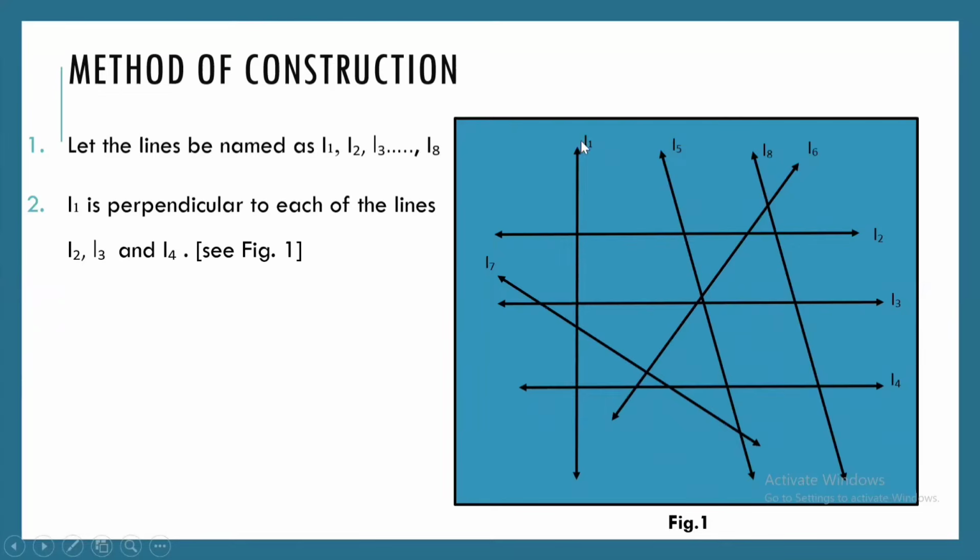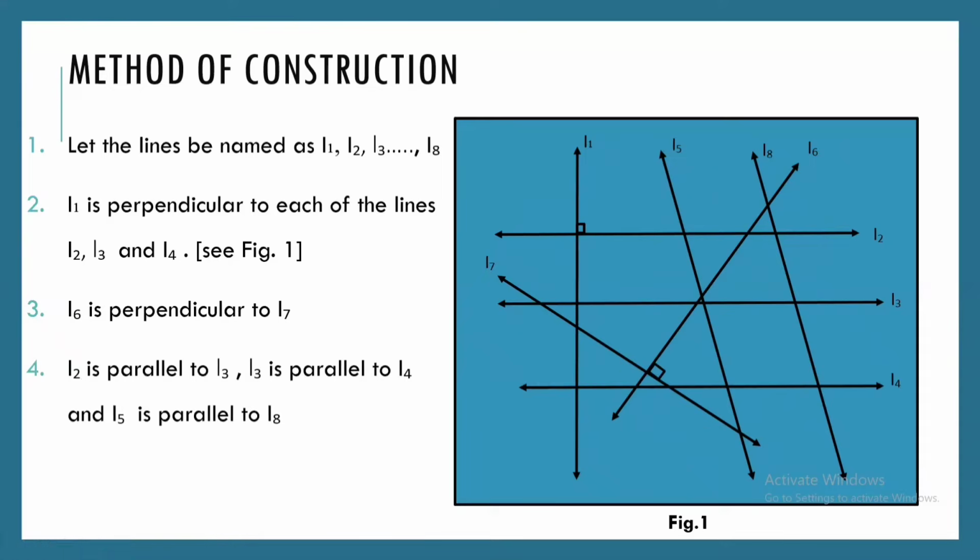Now clearly, L1 is perpendicular to the line L2, it is perpendicular to the line L3, and it is perpendicular to the line L4. You can see this line is perpendicular here also and here also. L6 is perpendicular to L7. This is L6 and this is L7. So clearly L6 is perpendicular to L7. Now L2 is parallel to L3. If you see the L2 line and L3 line, they are both parallel. L3 is also parallel to L4 and the L5 line. This L5 line is parallel to L8 also.